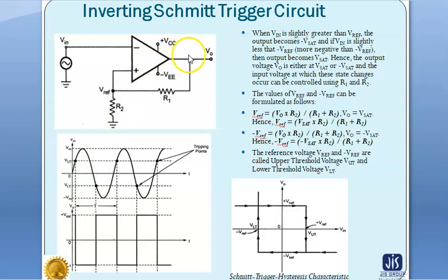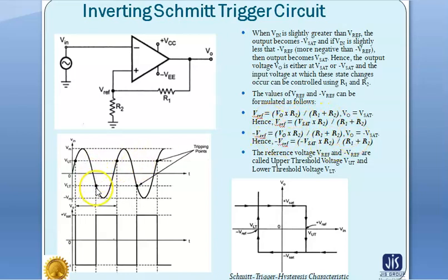So now the output voltage is minus Vsat and the reference voltage is minus Vsat by R1 plus R2 into R2. Therefore now the reference voltage is another one, known as the lower threshold voltage. The output remains at the minus Vsat value as long as the input signal is slightly less than this lower threshold, this reference voltage.